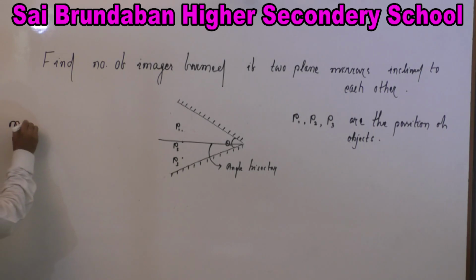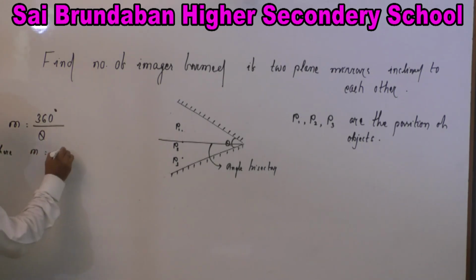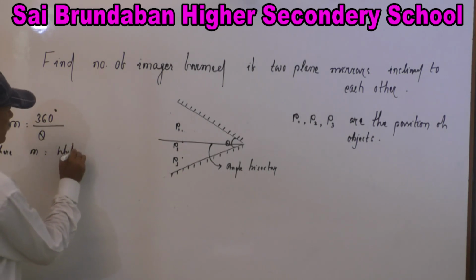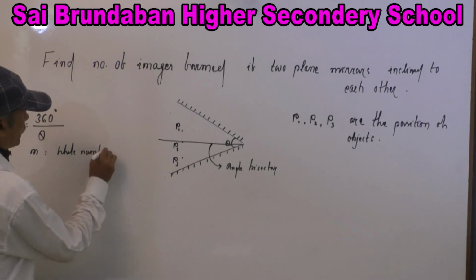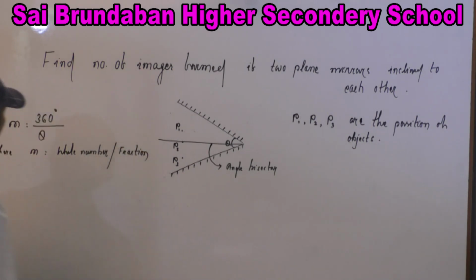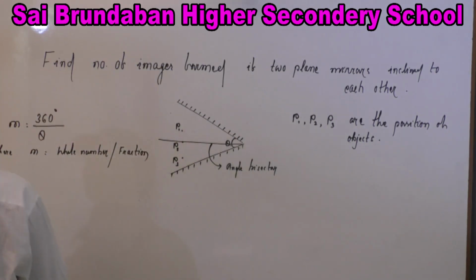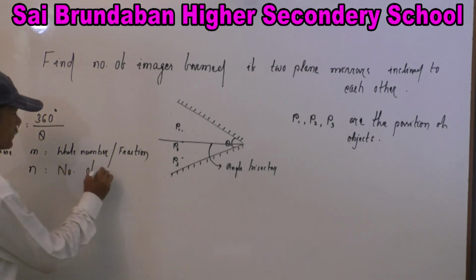M is equal to 360 degrees by theta, where M is a whole number or a fraction. N is equal to the number of images.